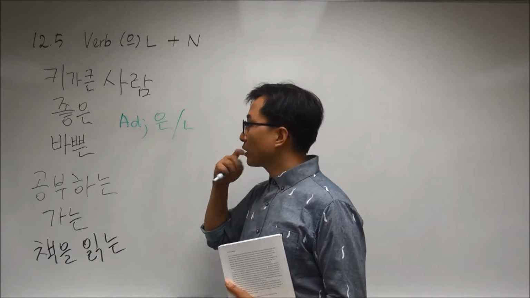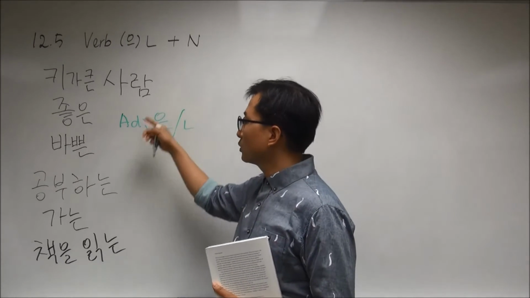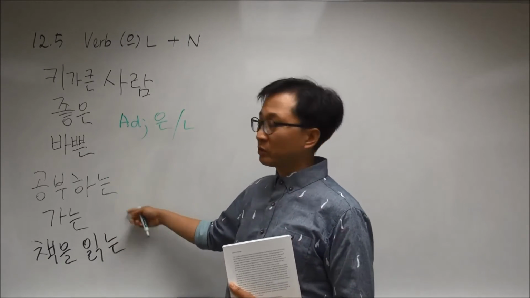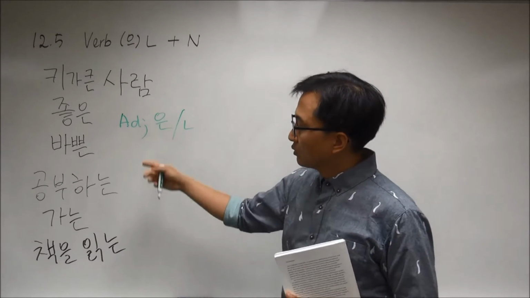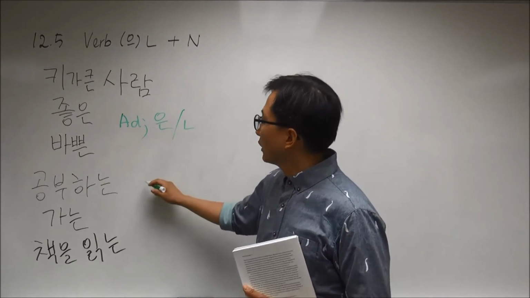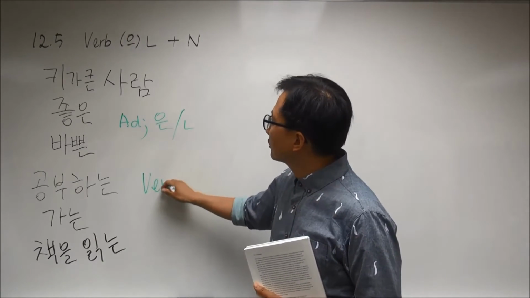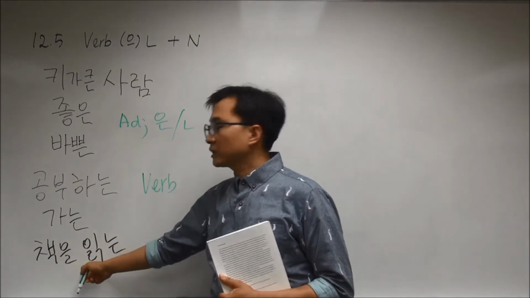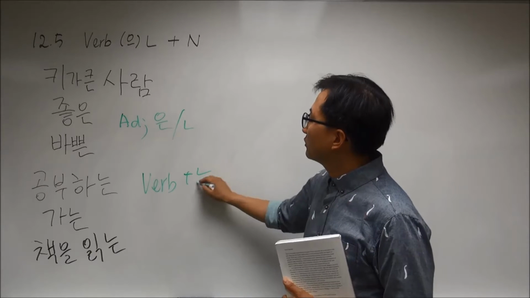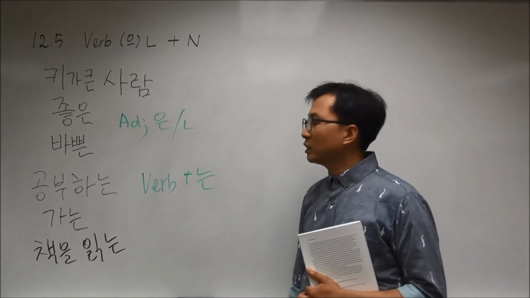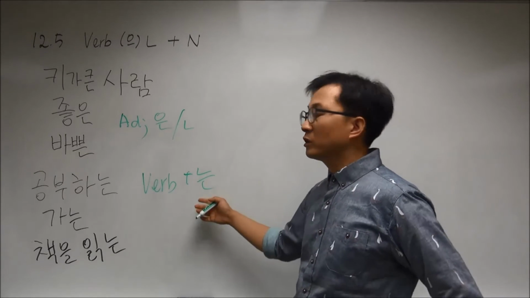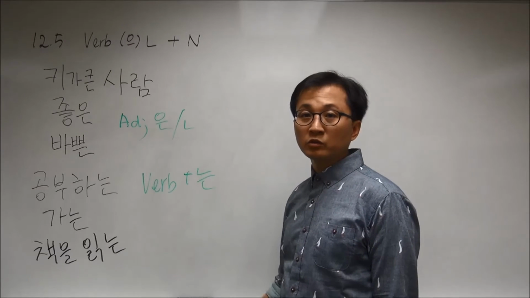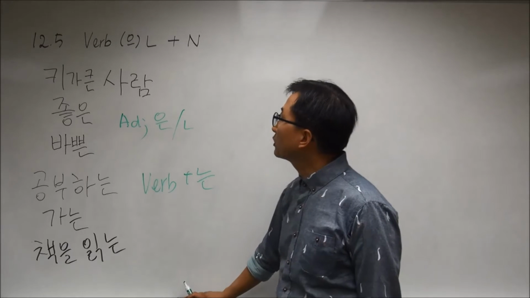So I'm talking about the present situation. Person who studies, who is studying. A person who goes, who is going. A person who is reading, who reads a book. Then verb, we need a verb stem. 공부하다, 가다, 책을 읽다, and plus we need 는. So this is so-called noun modifying form for verb. So you remember this, right? Do you remember this? It's kind of difficult.